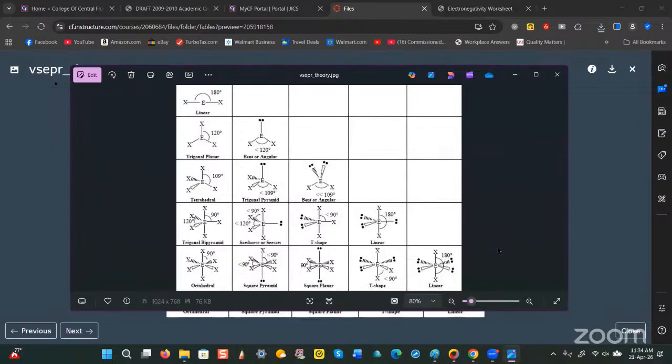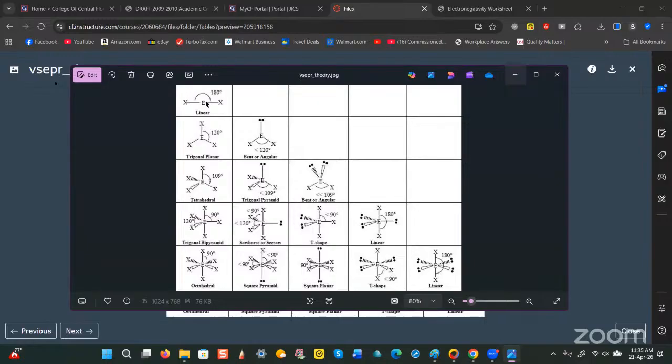So the simplest one, which is this one right here, is the linear shape. This is where you have a central atom. E represents the central atom, and X represents the atoms bonded to the central atom. So basically, in the case of this arrangement here, where you have the central atom bonded to two other atoms, because these pairs of electrons will repel each other to be as far from each other as possible, the most stable arrangement is going to be what we call a linear arrangement, where the bond angle around the central atom is 180 degrees, right?